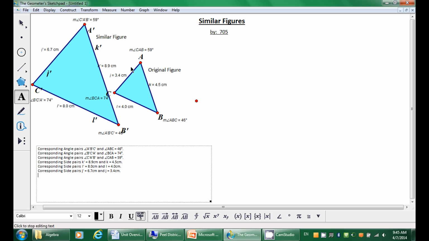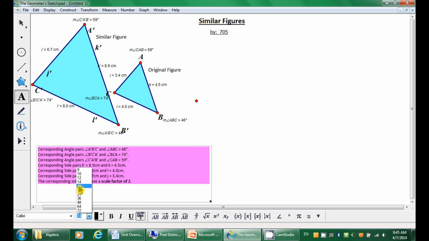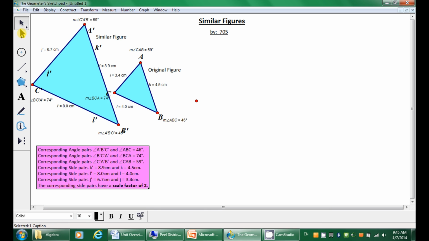The corresponding side pairs have a scale factor of 2. Now remember when we dilated it, the fraction was 2 over 1. This is why the scale factor is 2. Does that make sense? Okay. Now if you find that's too small and you've got a little bit more room, I actually had a little bit more room than I thought. Maybe I can bump that up to size 16. And that will still look very neat.